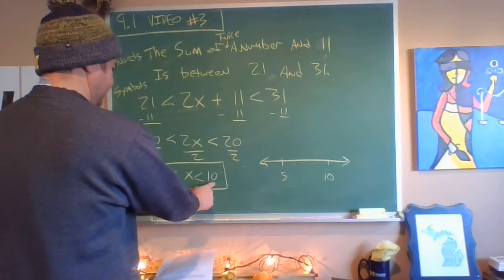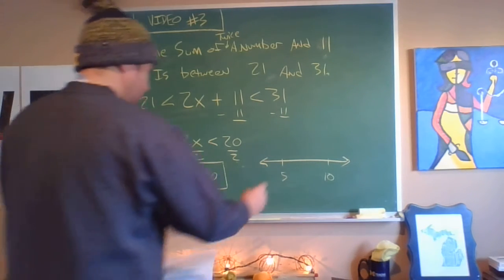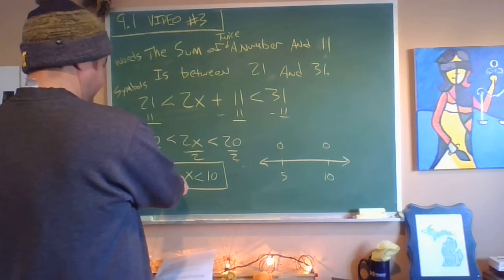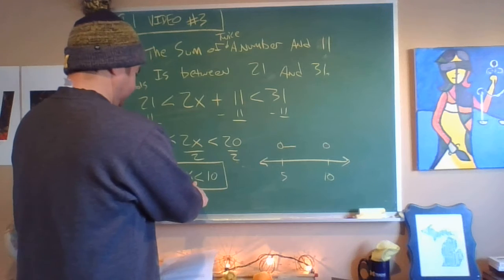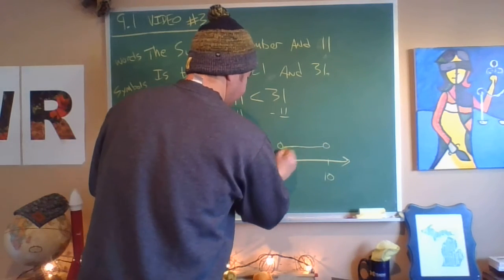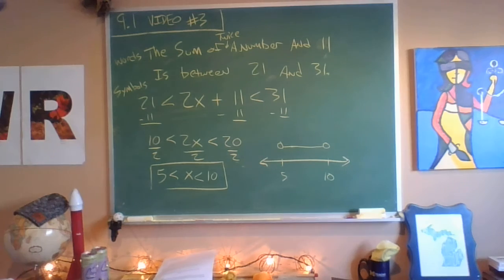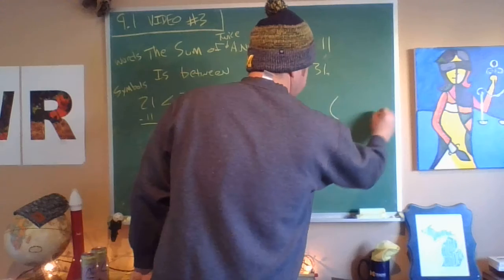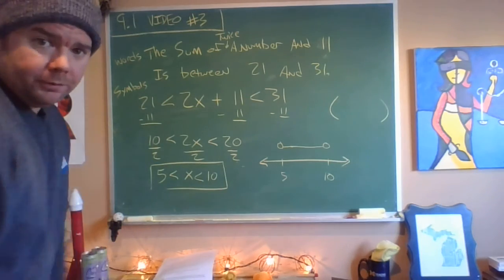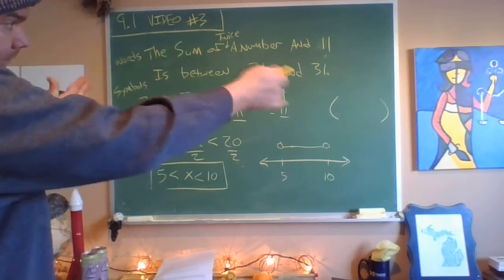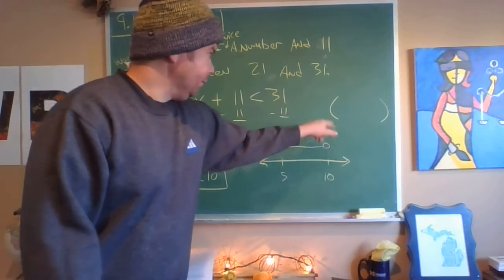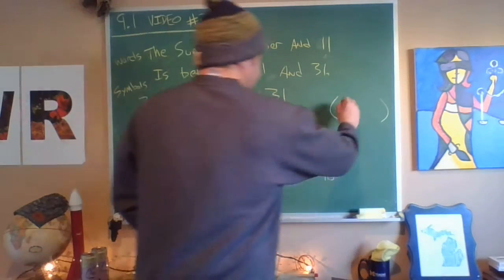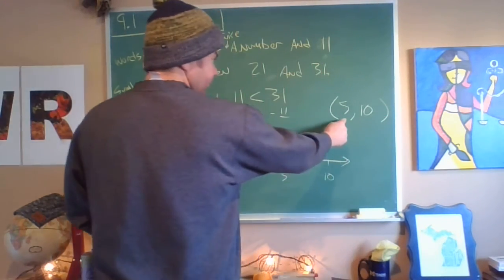5 and 10 are the two numbers that I'm going to be most interested in on my graph, and open circles, and it's x is greater than 5, and x is less than 10, so it's everything between those two numbers, okay? And if I really want to be thorough, I could also represent this in interval notation. I know the left and the right grouping symbols are going to be parentheses because we're dealing with less than, not less than or equal to. And it's just all the numbers between 5 and 10.